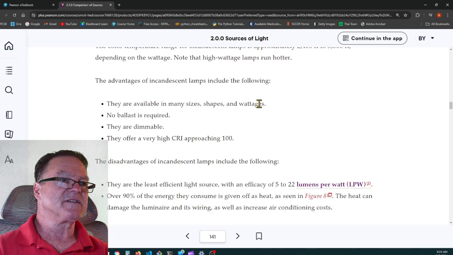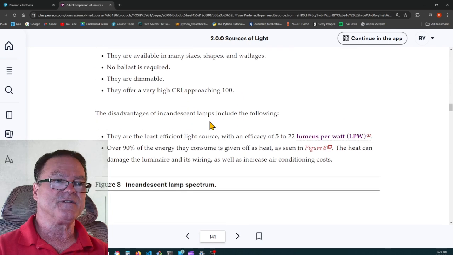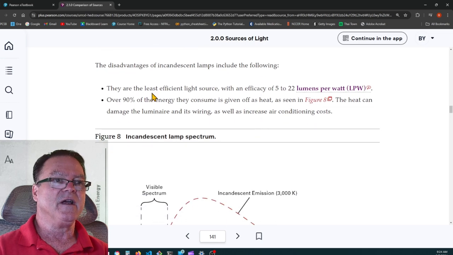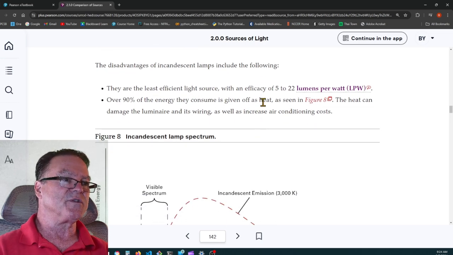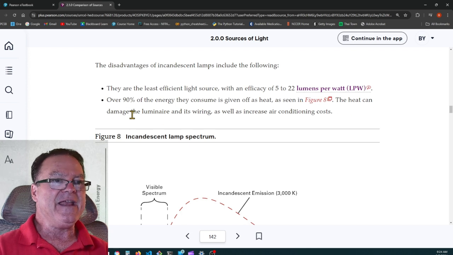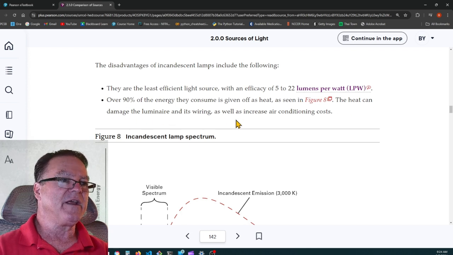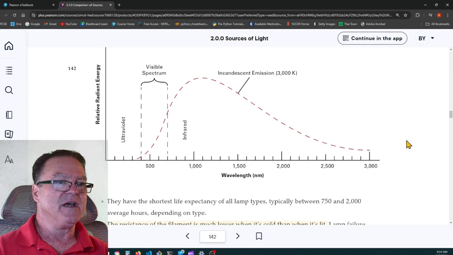The advantages of incandescent lamps include they're available in many sizes, shapes, and wattages. No ballast is required. They're dimmable. They offer a very high color rendering index approaching 100. The disadvantage of incandescent lamps includes the following. They're the least efficient light source with an efficacy of 5 to 22 lumens per watt. Over 90% of the energy they consume is given off as heat, as seen in Figure 8. The heat can damage the luminaire and its wiring, as well as increase air conditioning costs.